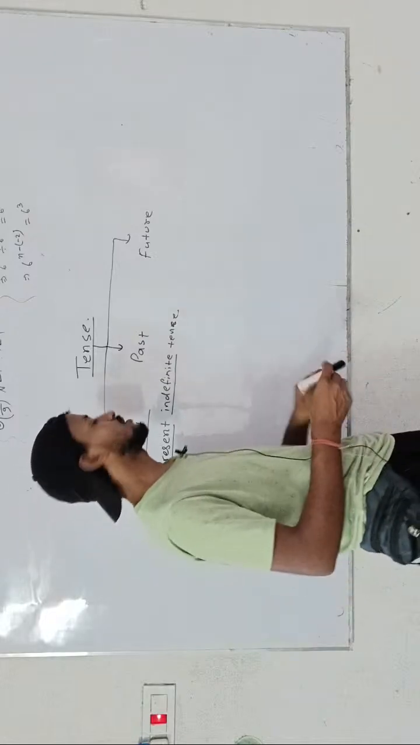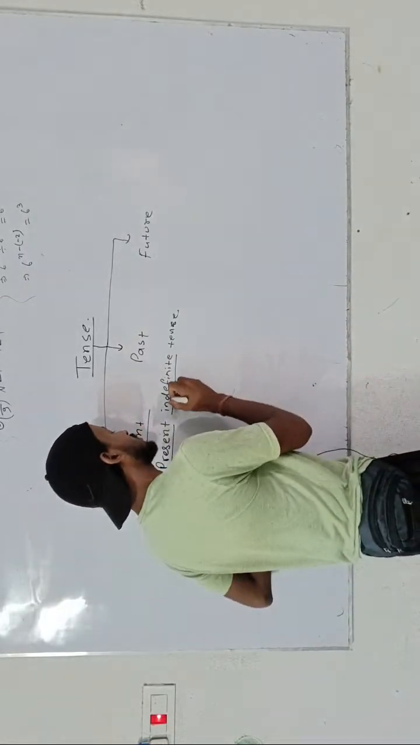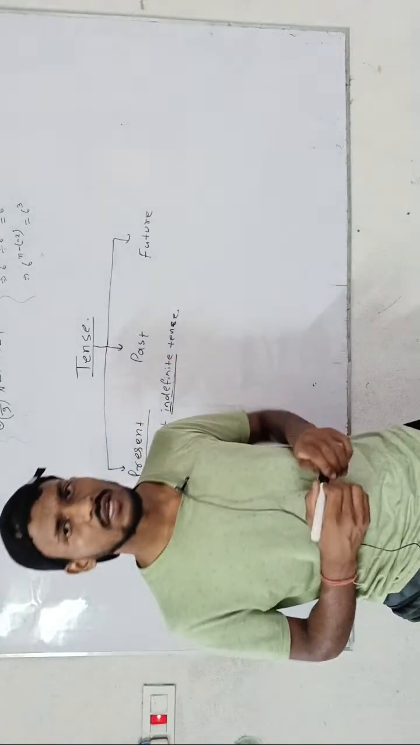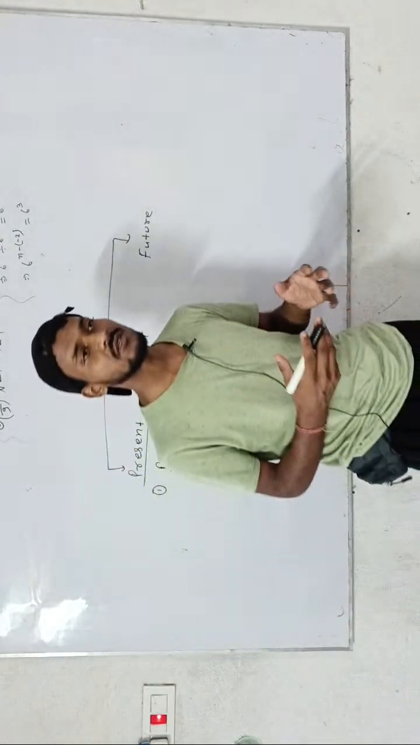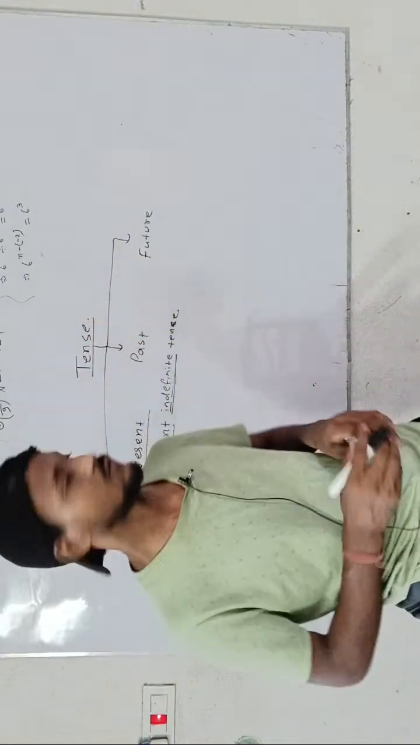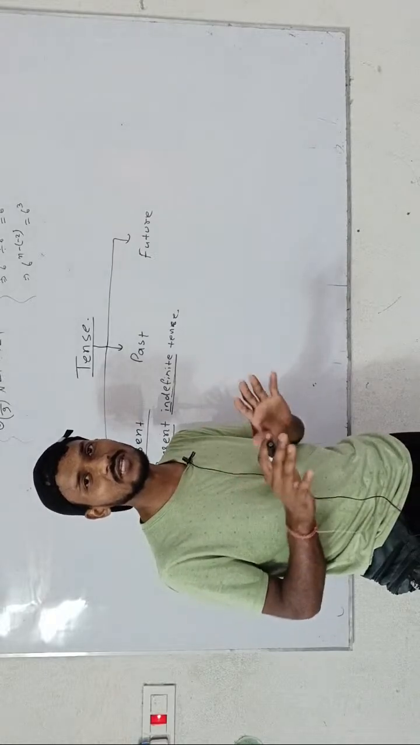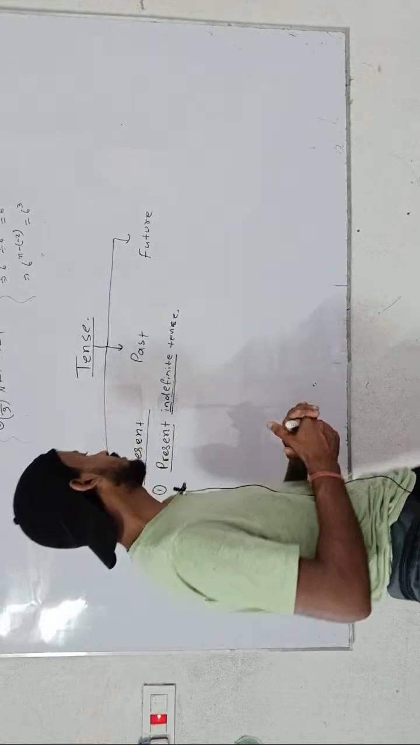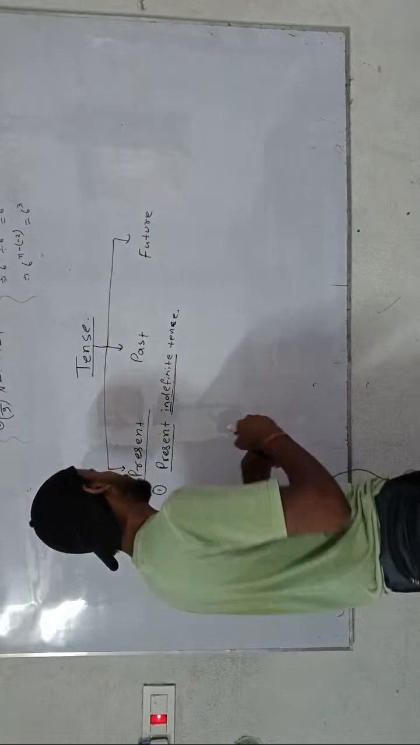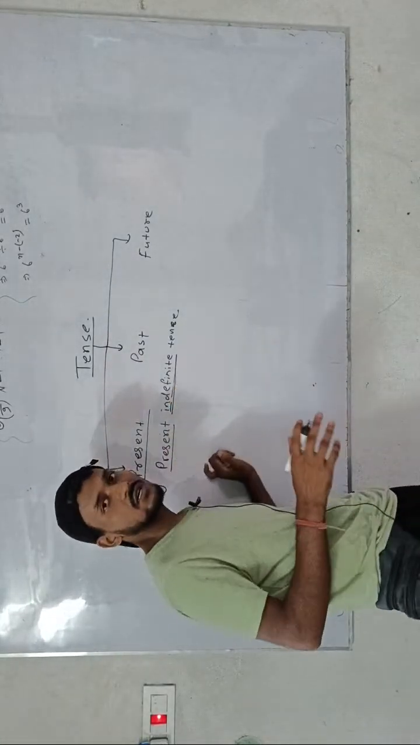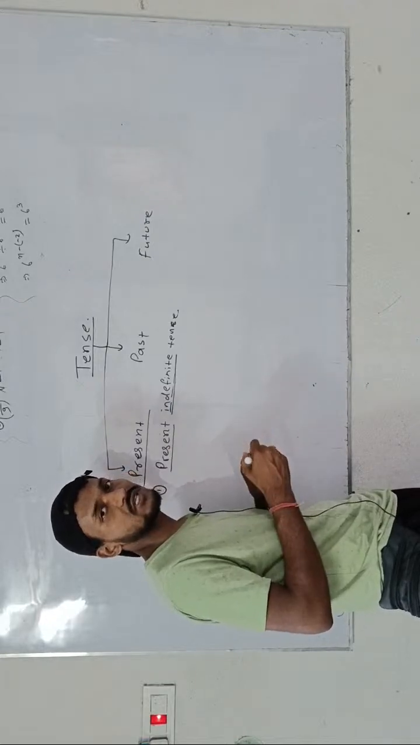If you don't know, let me tell you what indefinite means. What is the meaning of definite? Definite means something that is certain. Indefinite means something that is not certain. I'll give you some examples so that you will be able to understand. Before starting this, you'll have to understand one more thing, this structure.